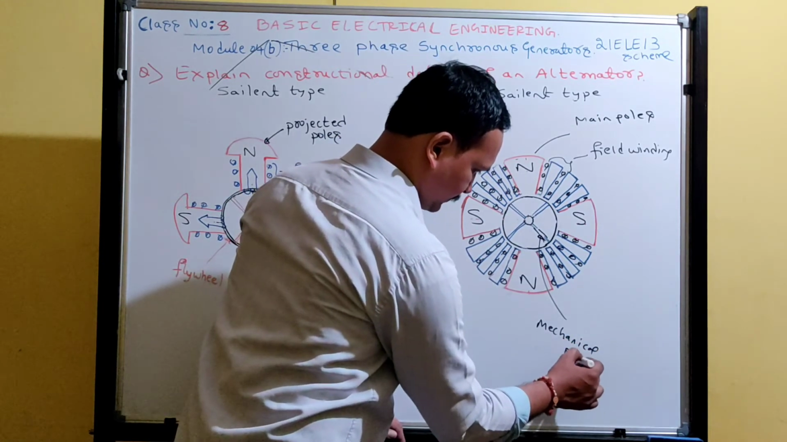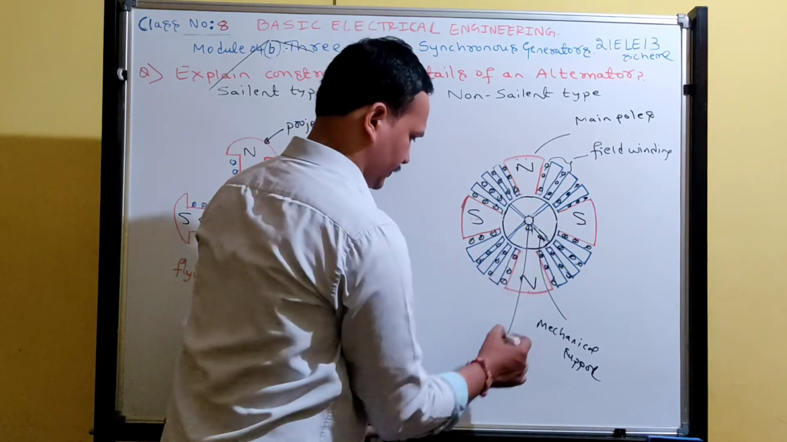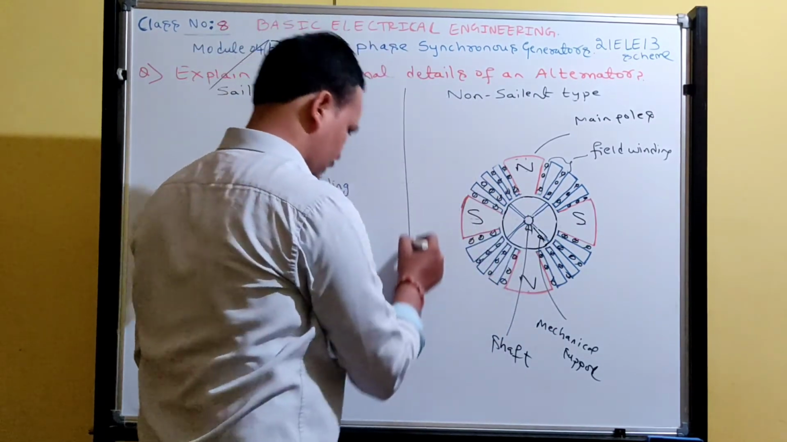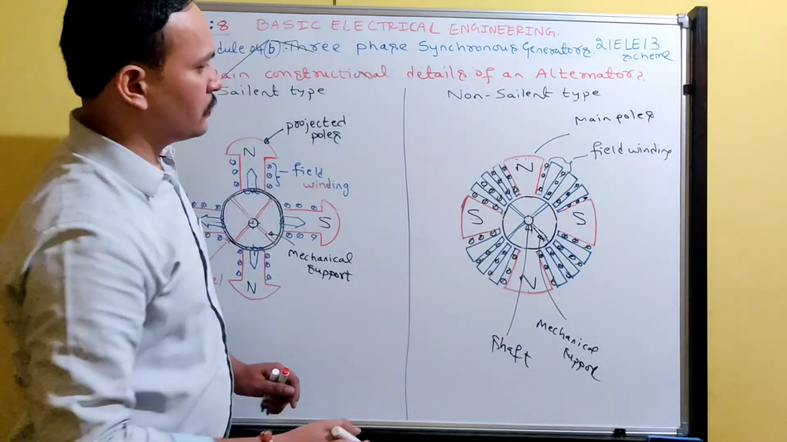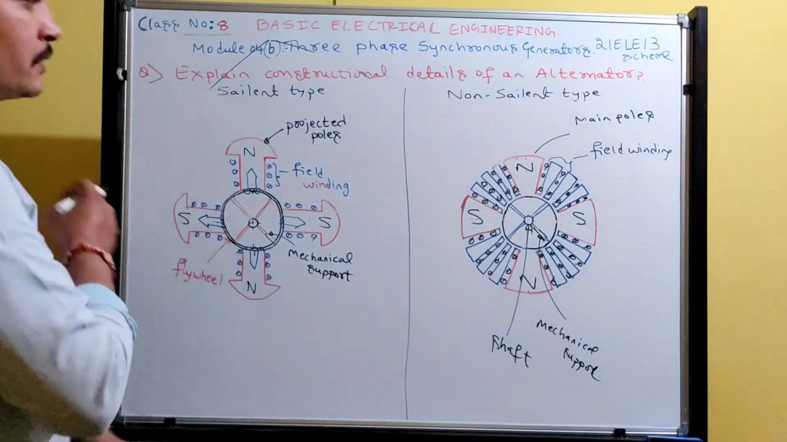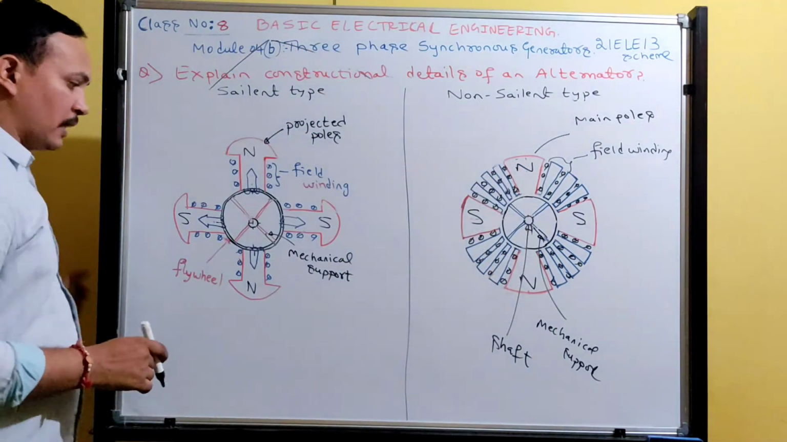This part is called mechanical support, and this center one is called shaft. So this one we can call the shaft. Like that you can write the remaining parts. Okay, so these are the major parts in a non-salient pole type alternator.